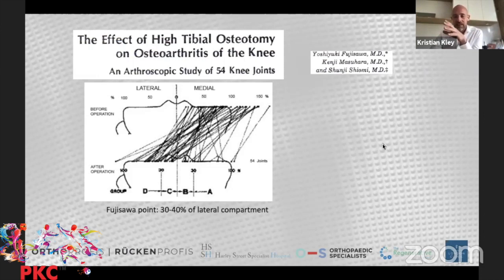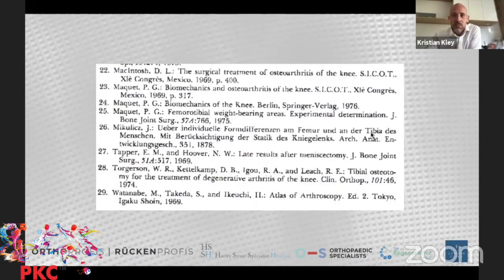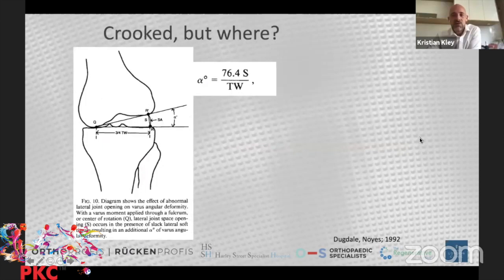Actually, we have the idea that it may come from the paper of Dugdale and Noyes, but anyhow, Fujisawa said 30 to 40% of the lateral compartment, which translates to 65 to 70% tibial plateau width. And if you look at the post-operative imaging from this publication, where it was corrected up to 70% maybe, you see a joint line obliquity which is completely the other way around. So he was aware of Mikulicz and the Mikulicz measurements. Actually, he cites Mikulicz with his thesis paper from 1878.